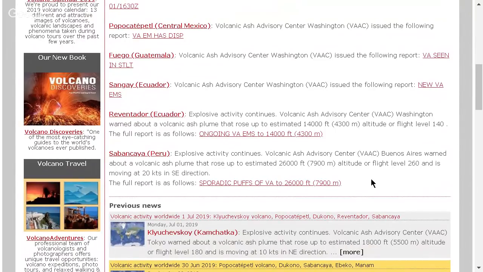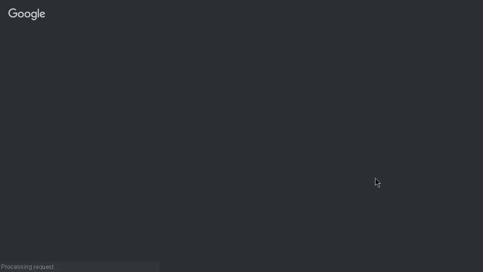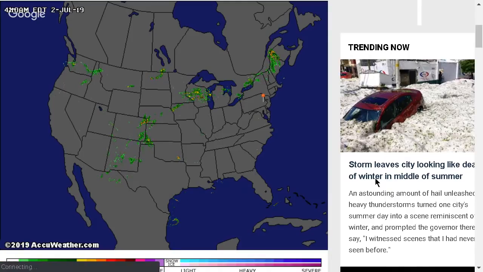And as Sabancaya produces a 26,000-foot explosive plume of ash, please do not attempt to toast marshmallows in the Sabancaya caldera, as that could be unhealthful. Although sulfur marshmallows might be tasty, I'm not sure.